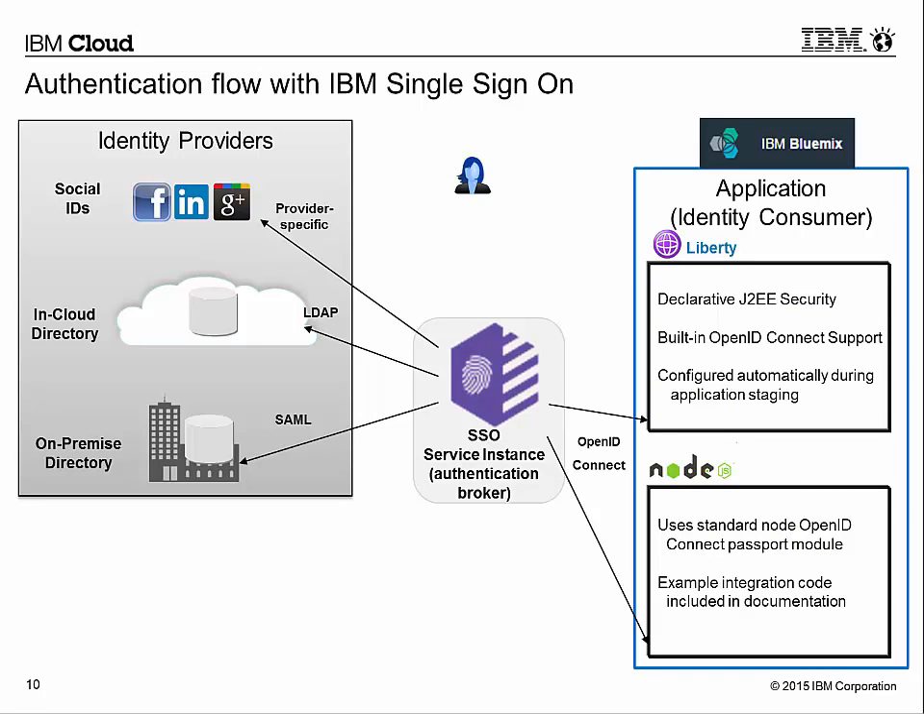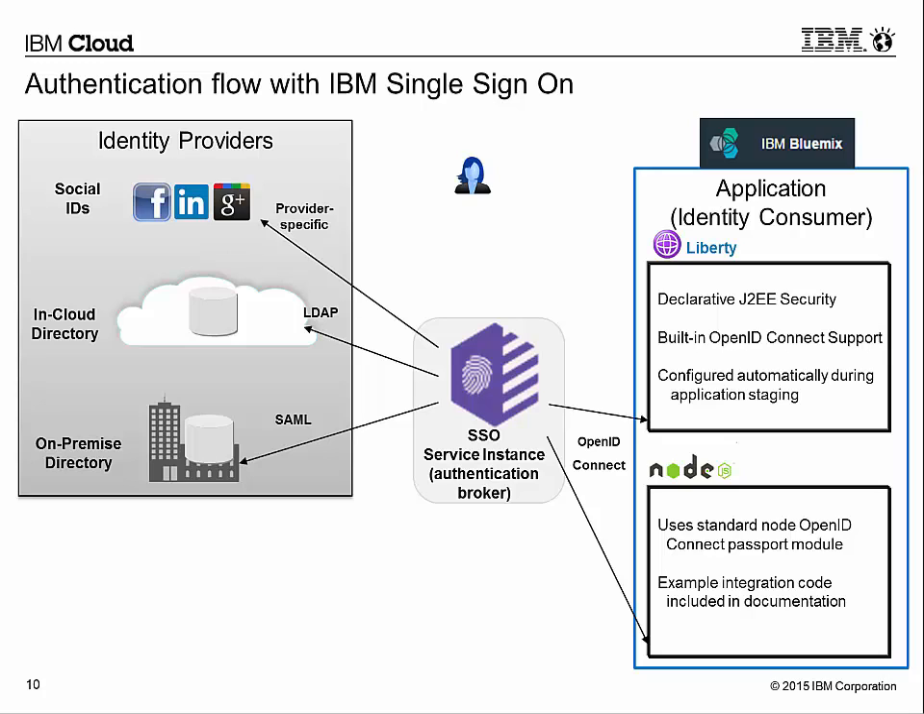This slide shows how the IBM Single Sign-On service for Bluemix works as an authentication broker to different external identity providers. The application is a consumer of these identity services through the Single Sign-On service. Regardless of the protocol, OAuth, OAuth 2, LDAP, SAML, used by the identity provider, the application always uses an OpenID Connect client binding.